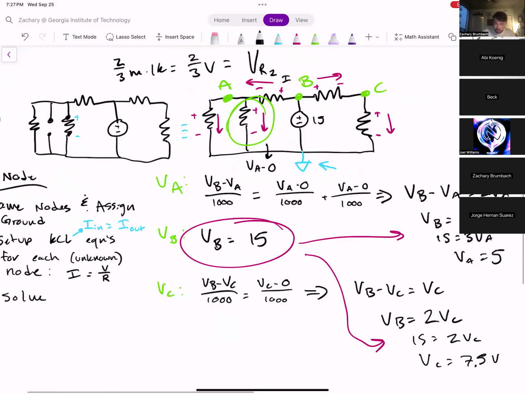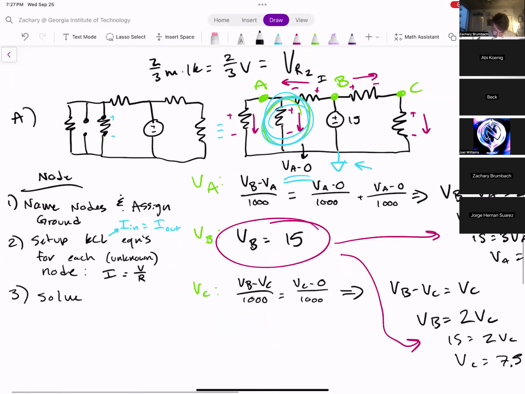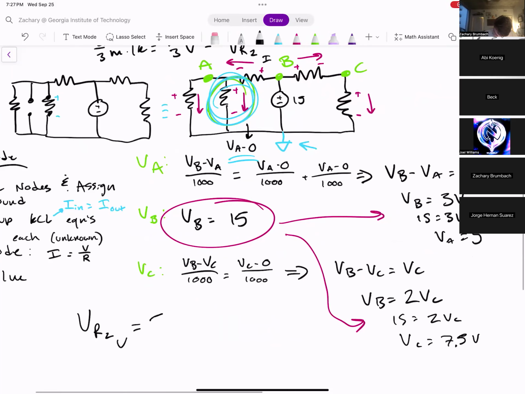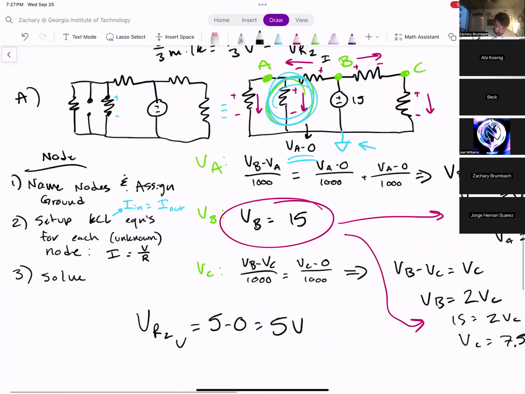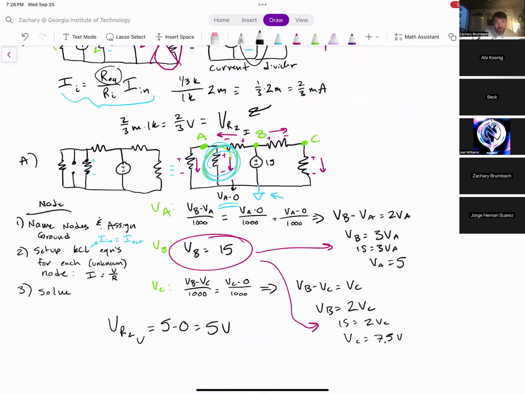And remember that the thing that we were originally looking for is this one circled here, which is VA minus zero, the difference from VA to the ground, the voltage drop across it. So here we get VR2 from our voltage source is equal to VA minus 0, which is just 5 volts. So this is for part A. And then part B is here.